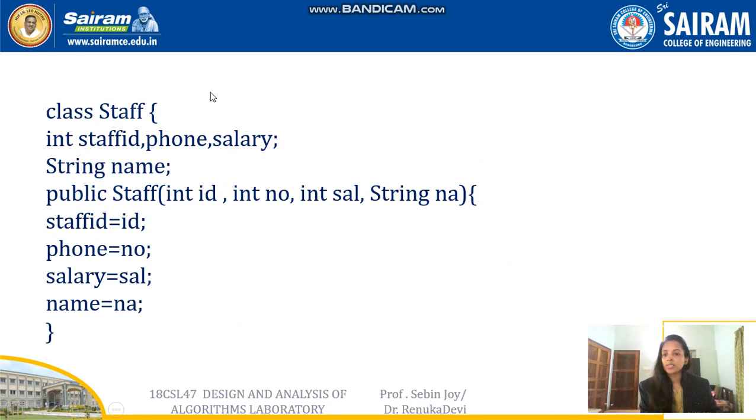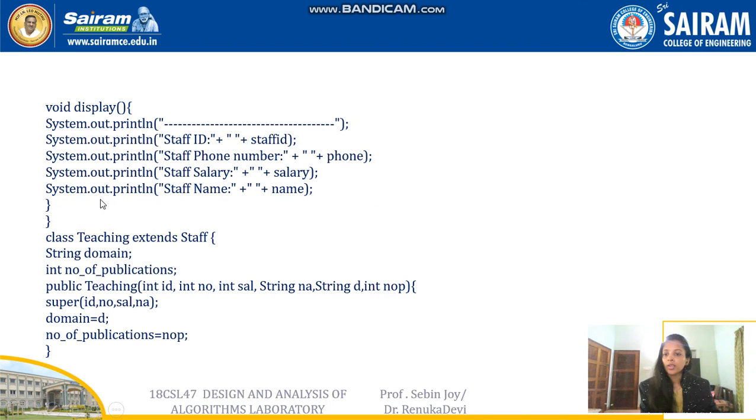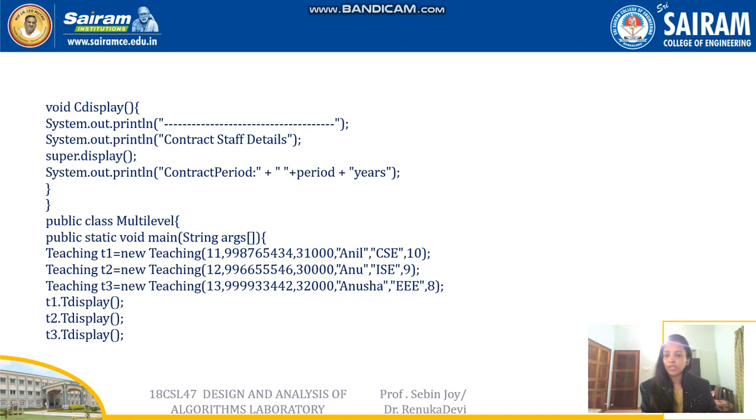Now what you do here is staff is a superclass. So what I'm doing here is I have declared all the three variables and I have constructed a constructor for this. So in the constructor, I have assigned the values. I will tell you why when we are using this one. Okay. Now this is a display function. I'll be displaying here staff ID, phone, salary and name. Now as you know, teaching, okay, we'll start from the main function.